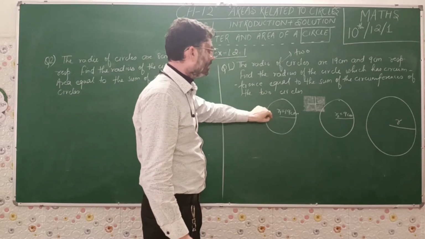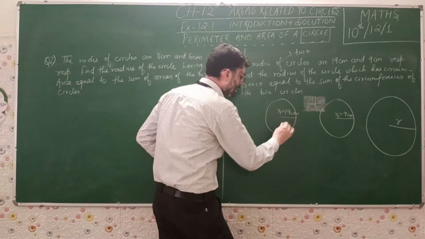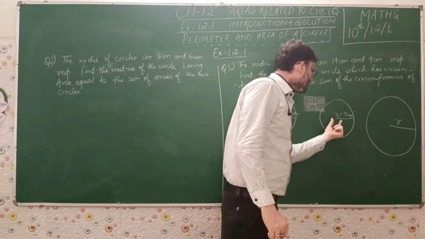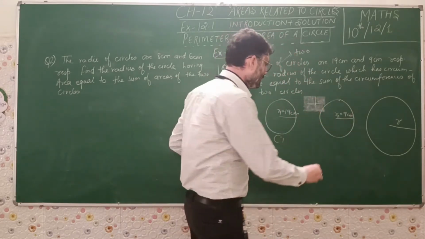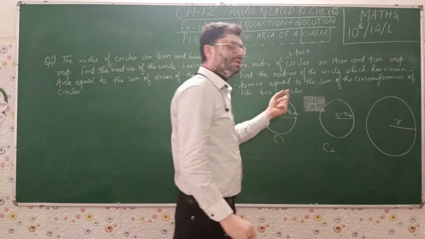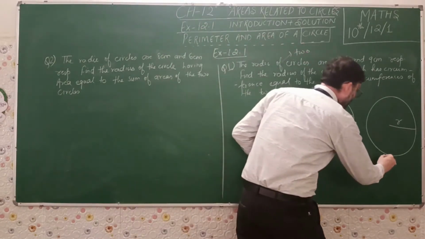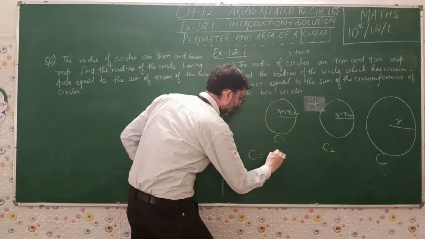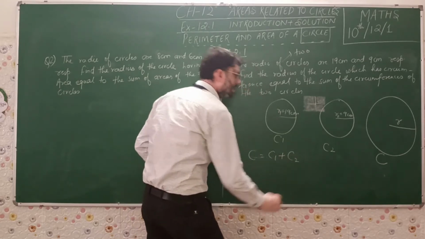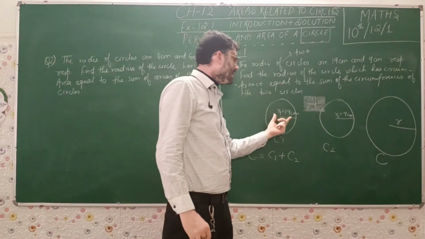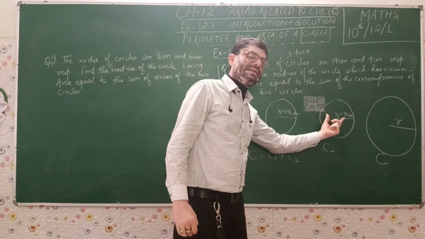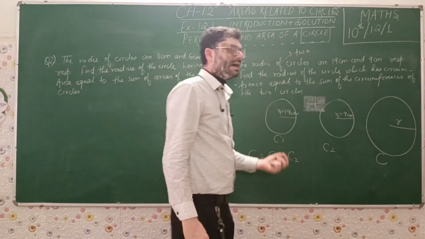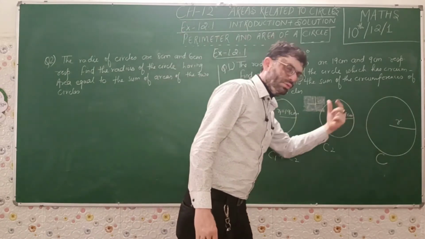Let the circumference of this circle with radius 19 centimeter be C1. Let the circumference of the circle with radius 9 centimeter be C2, and let the new circle that is formed with radius R be C. So as per the conditions, C is equal to C1 plus C2. That is, the circumference of the circle with radius 19 plus the circumference of the circle with radius 9 will be equal to the circumference of the circle with radius r, and we need to find that r only.